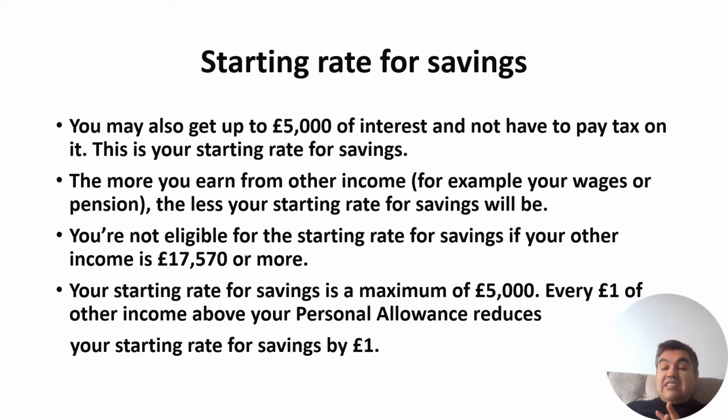Now, there's a starting rate for saving. You may also get up to 5,000 of interest and not need to pay any tax on this. So this is your starting rate for saving. The more you earn from other income, the less your starting rate for saving will be. You are not eligible for the starting rate if your other income goes above 17,570. So your starting rate for saving is a maximum of 5,000. For every £1 of other income above the personal allowance, it reduces your starting rate for saving by £1.